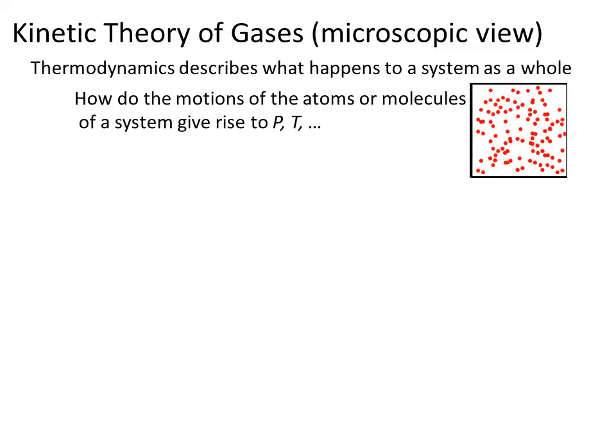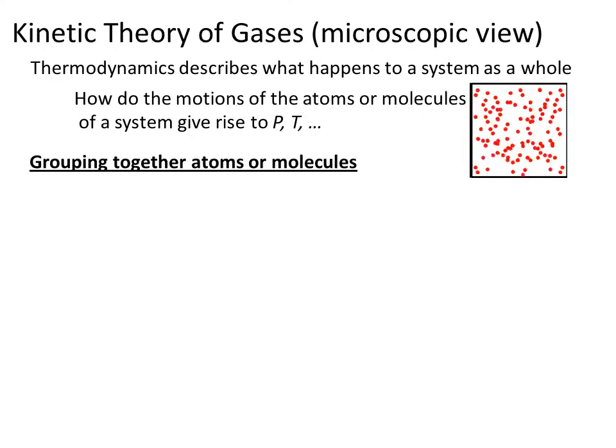So if we have a box and it's filled with millions and billions of atoms bouncing around, how does the motion of these atoms or molecules give rise to this pressure and temperature? Well, it turns out that there's not just millions and billions of atoms or molecules in the box, but often there are many, many more than that.